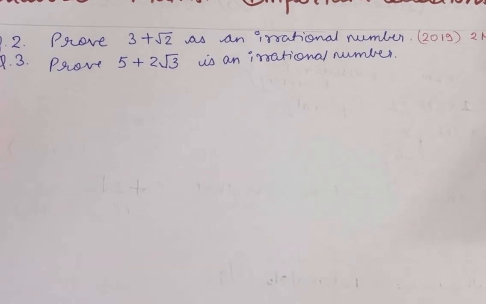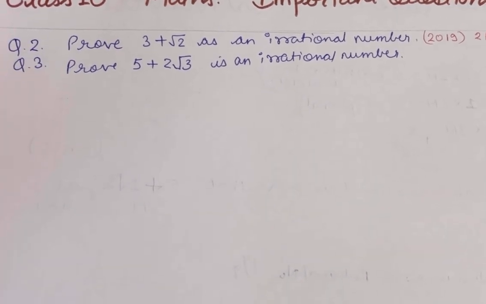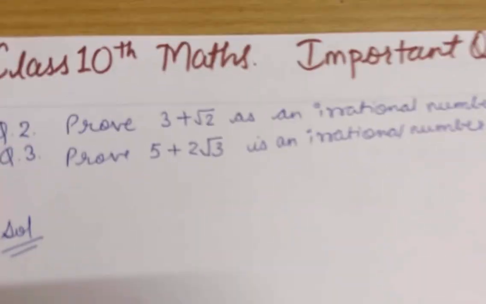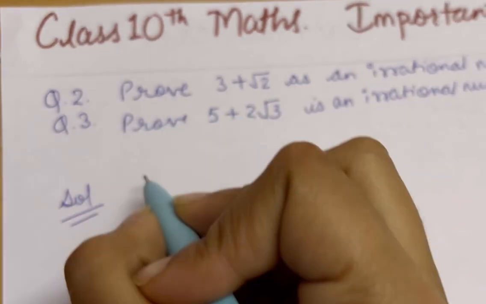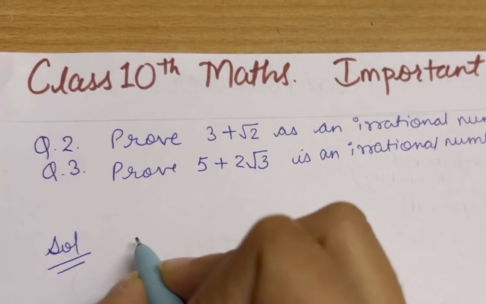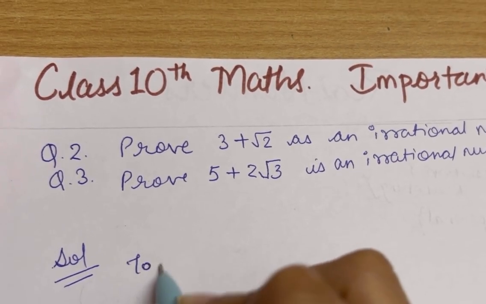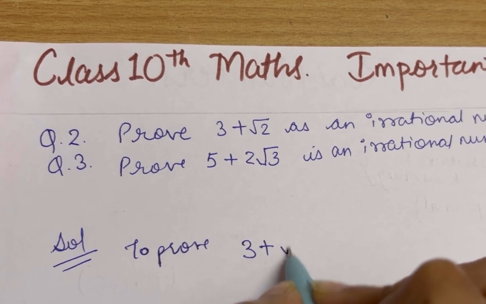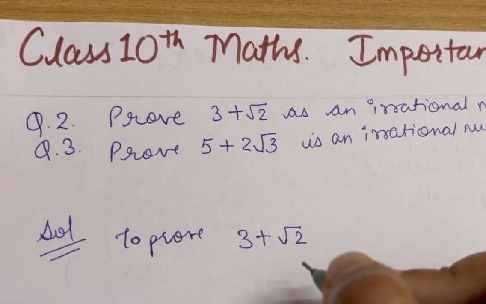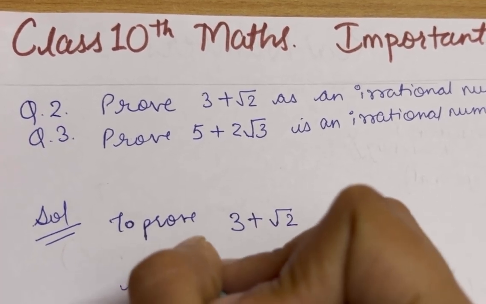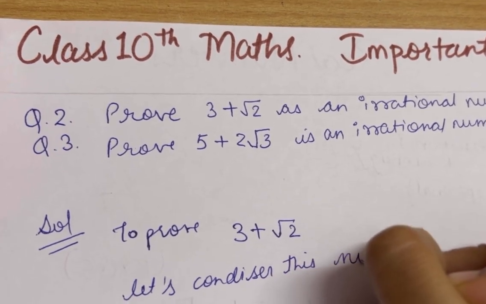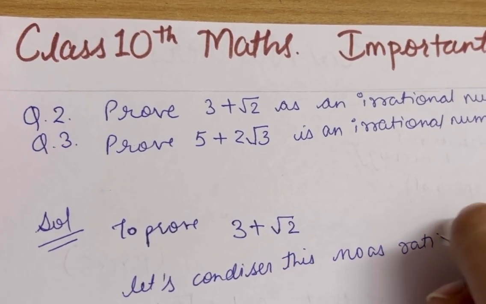So we'll be solving these two questions also with the same method. We have solved the first one. So let's begin with the solution. For question number 1, it is given that we have to prove 3 plus root 2 is an irrational number. Okay, so again we will consider, let's consider this number as a rational number.